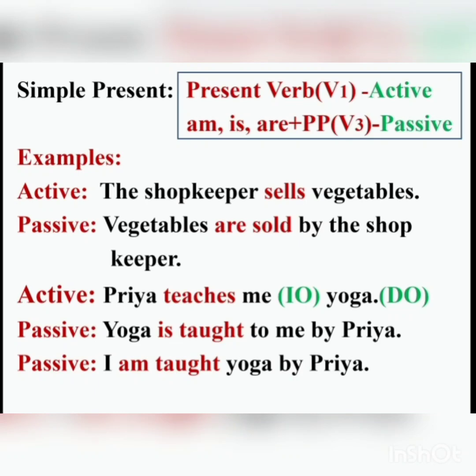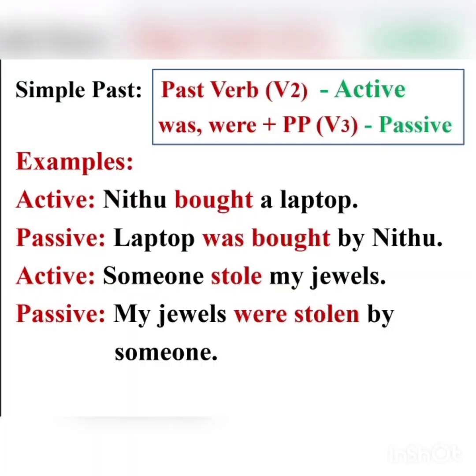So what you should concentrate on is, first, focus on the subject and object, and see the tense of the active voice. Accordingly, use am, is, are plus past participle. In the passive voice, we should always use the past participle form, the V3 verb. Next, simple past. Here the active will have simple past, that is verb 2, and the passive will have was or were plus past participle.